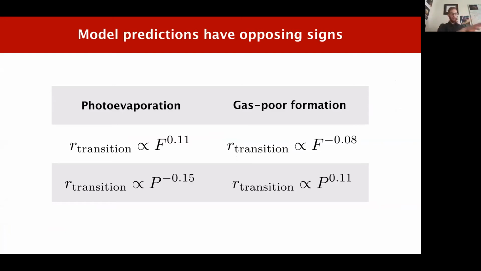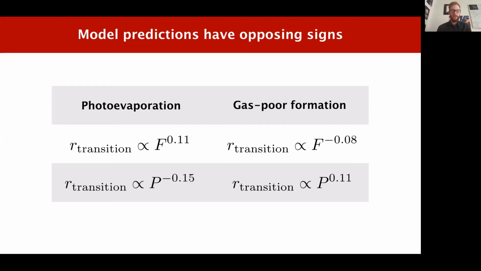So here I'm summarizing the relations that we just derived. These are the theoretical predictions of the dependence of the rocky to non-rocky transition on the insolation flux F and the orbital period P for these two models that could potentially explain the emergence of the radius valley. All right, these are just theoretical ideas. We want to be able to test them. You can see that the predicted power-law dependencies for photoevaporation and gas-poor formation have opposite signs, right? Photoevaporation has a positive flux dependence, whereas gas-poor formation has a negative flux dependence. And it's just flipped for orbital period, right?